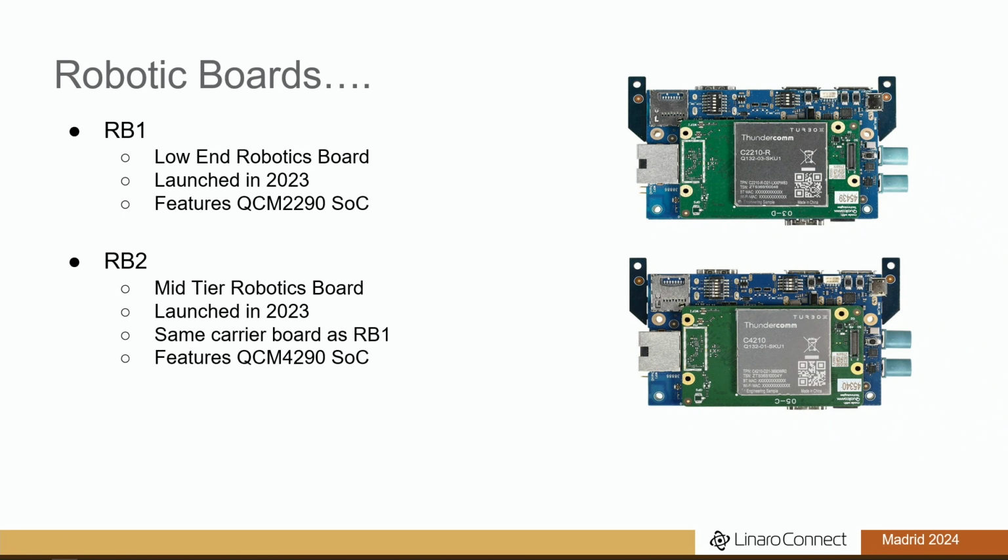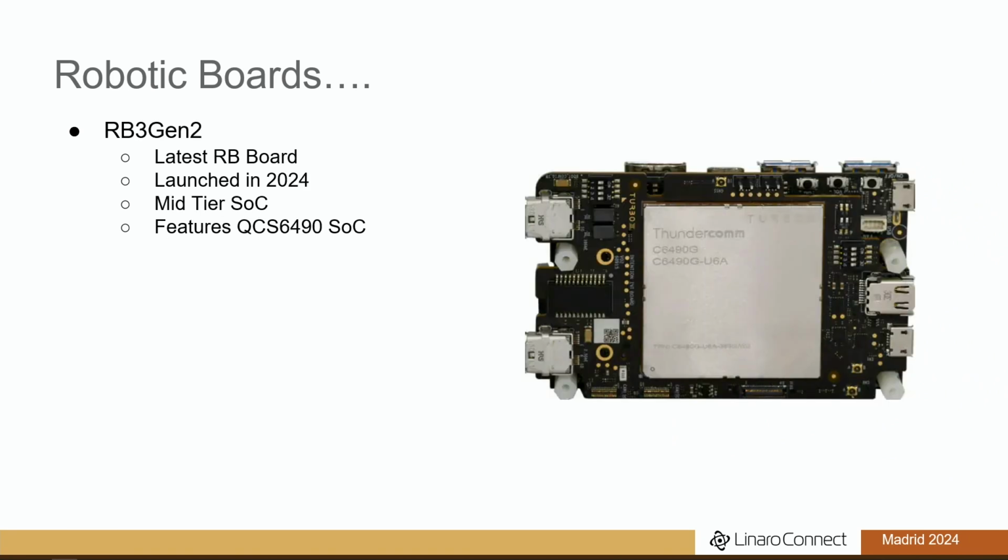This is the first time we had 2 boards launched in the same year, RB1 and RB2. The RB1 is a low-end robotics board, whereas RB2 is kind of a mid-tier board. RB1 features the QCM2290 SoC, and the RB2 features its higher-order cousin, the 4290 SoC, and both the boards have the same carrier boards. It's just that the SOM is different on these 2 boards. Okay, and this year, Qualcomm has launched RB3 Gen 2. You can find it down in the display, and this features the QCS6490 SoC.